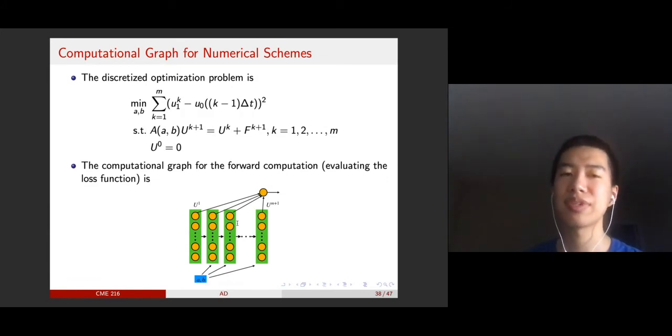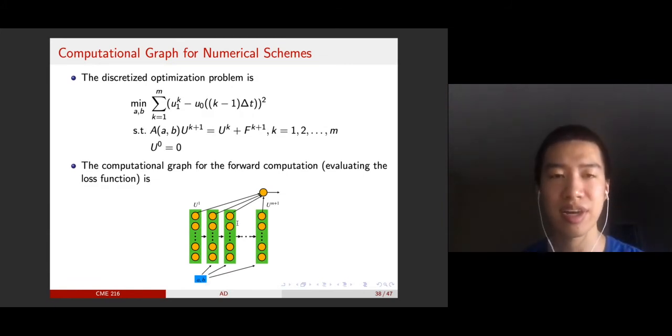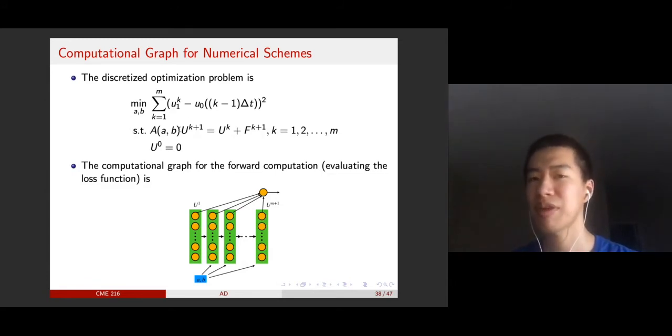So then we just cast our continuous PDE constraint optimization into a discrete one, and we want to minimize the discrepancy between your solution and also the observations. And also the constraint is expressed by this algebraic linear system. And we can construct a computational graph for that. That's where AD can help us.